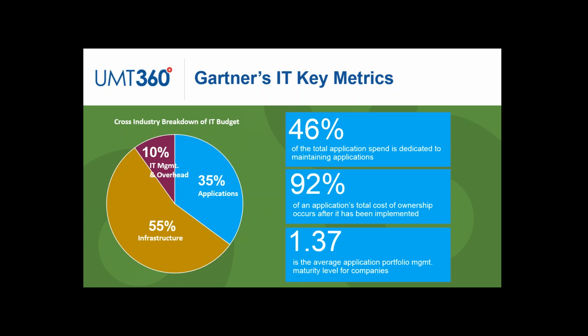And I also threw in this APM maturity metric here from Gartner. As you may know, Gartner rates organizations at a 1 to 5 maturity level. And I said the average application portfolio management maturity level is around 1.37 out of a possible 5, which basically means possibly there's an application inventory that's been collated, but quite possibly it's stale and outdated.